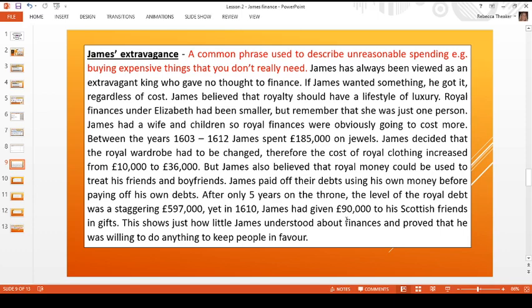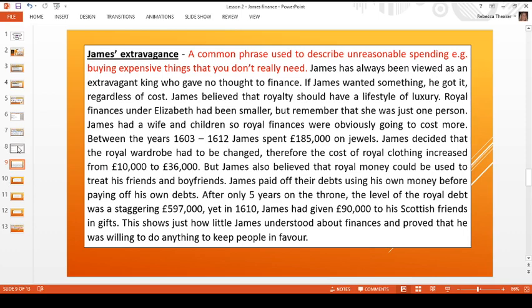So you can understand why Parliament would get so frustrated with James, because he wouldn't be told. And if anyone tried to tell him, like, come on James, you shouldn't be giving that money away, he'd get really upset. He didn't like to justify himself, and he didn't think it was Parliament's responsibility to tell him what he could and couldn't spend his money on. So this shows just how little James understood about finances, and it proved that he was willing to do anything to make people happy, even putting himself in debt.